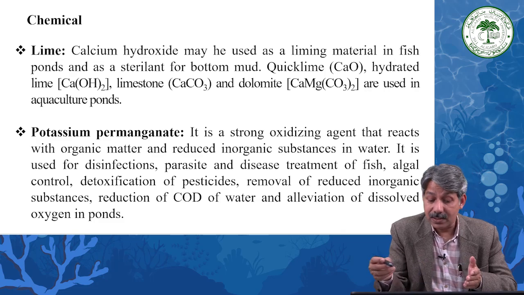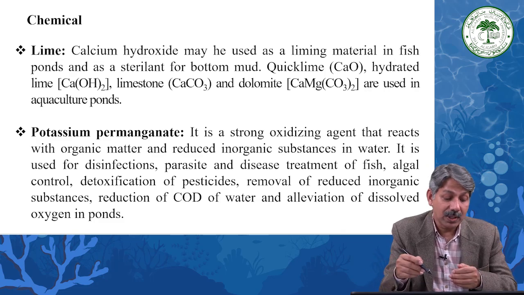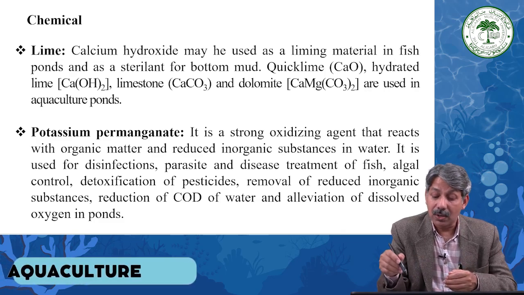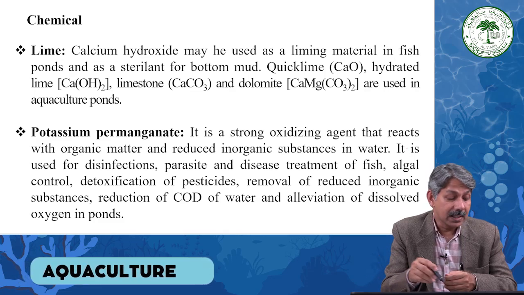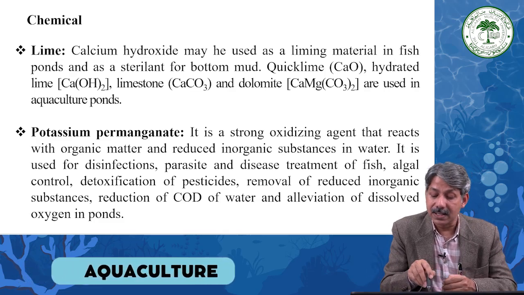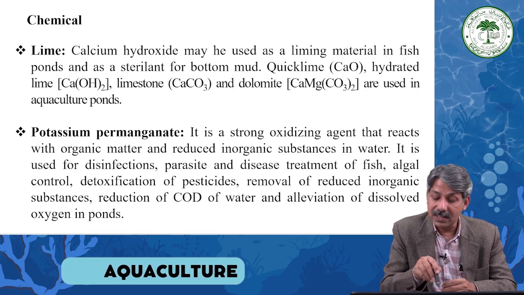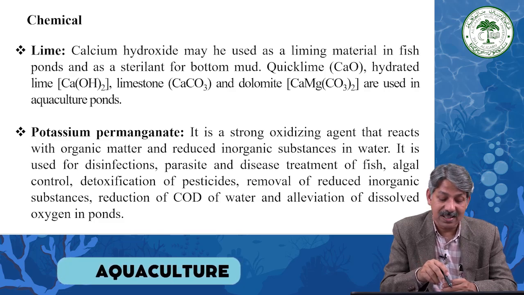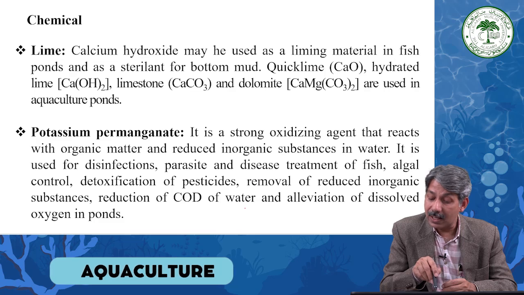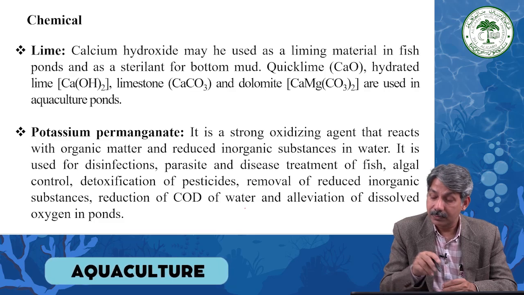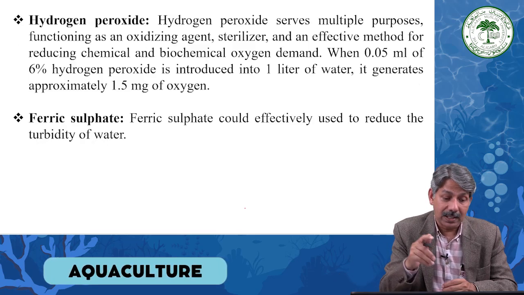Potassium permanganate is a strong oxidizing agent that reacts with organic matter and reduced inorganic substances in water. It is used for disinfection, parasite and disease treatments of fish, algal control, detoxification of pesticides, removal of reduced inorganic substances, reduction of COD of water, and alleviation of dissolved oxygen depletion in ponds. So, that can also be used.